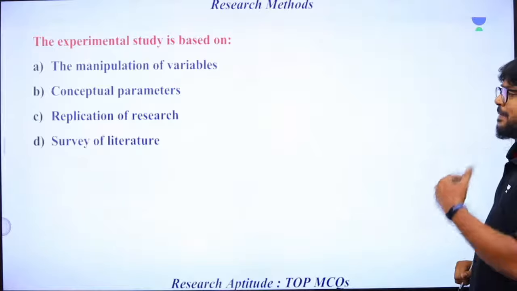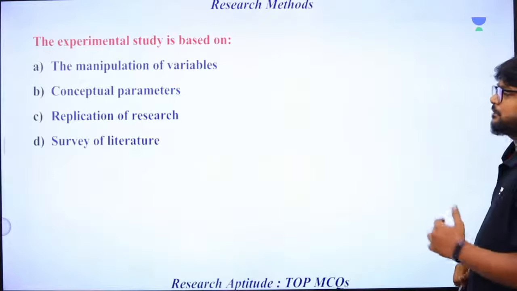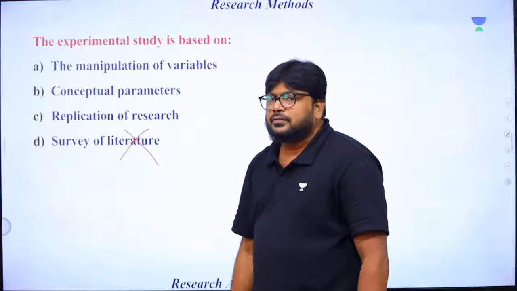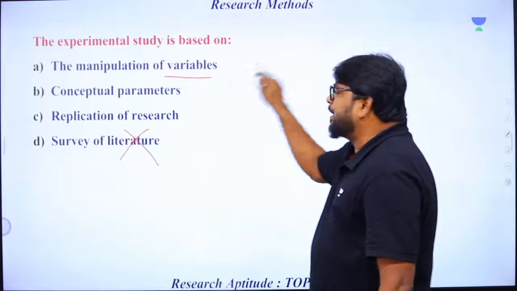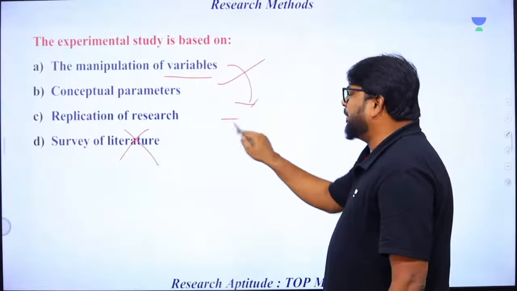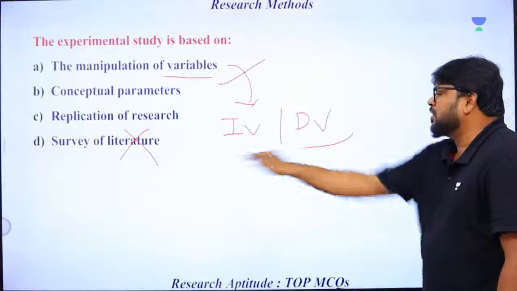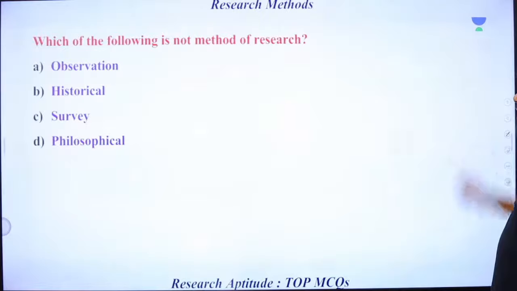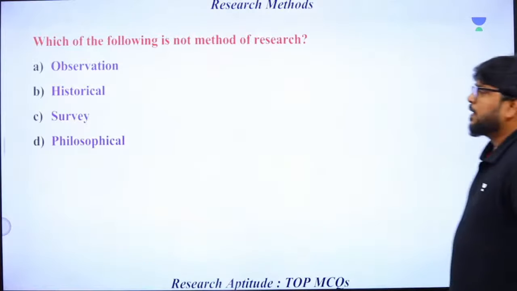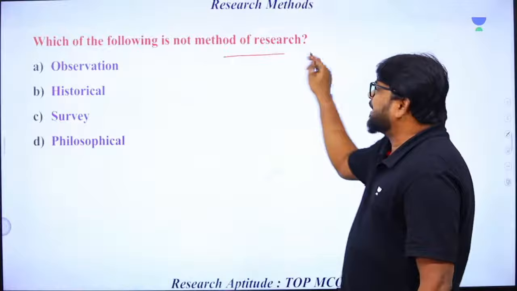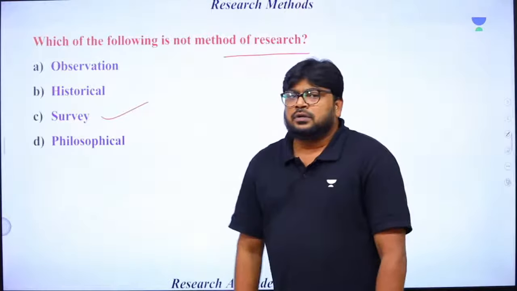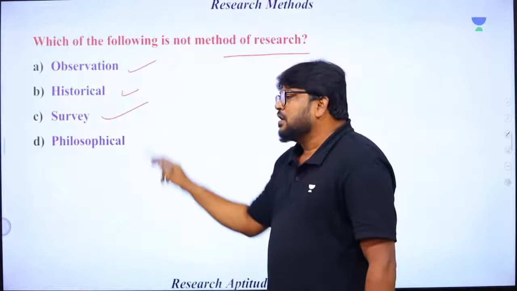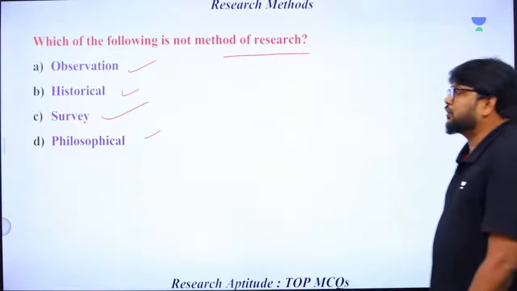Next, experimental study is based on. Experimental study cannot be based upon survey of literature. No, it is based upon manipulation of variables. These variables, we have independent variables and dependent variables. We discussed all these concepts, my dear friends. So the answer is none other than manipulation of variables. This is very important. Which of the following is not a method of research? It is survey. We have gone through the observational method, historical method, and philosophical method. So survey is not a method of research.